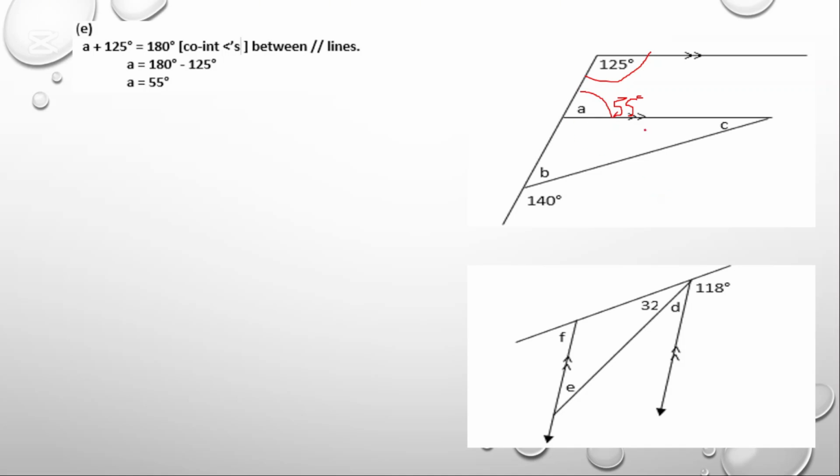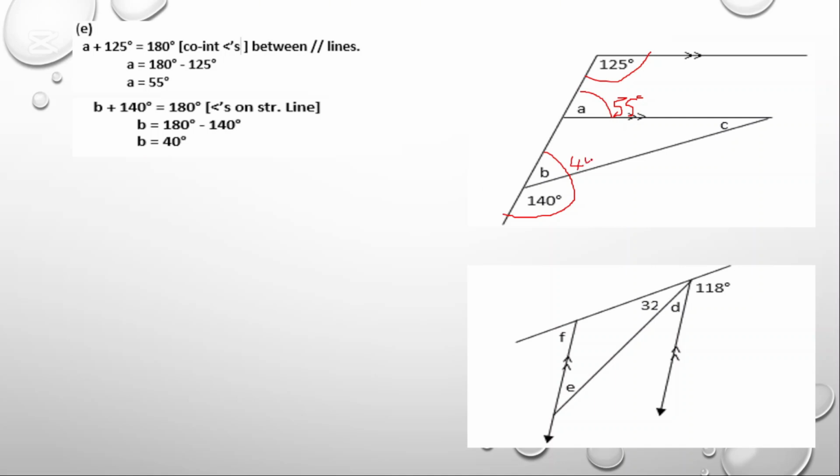Right, here we have a triangle, so I can see 55 is equal to the opposite interior angles B and C. But we have two unknowns, so we won't be able to find C or B. So I'll have to find B first, because I can see B and 140 is on a straight line. Right, so B plus 140 is equal to 180. Angles on a straight line. B is equal to 180 minus 140, and B is equal to 40 degrees.